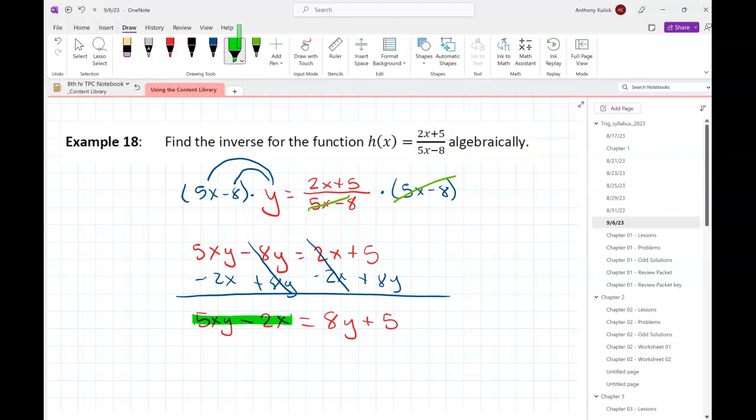If I look at 5xy and 2x, the greatest common factor is x. So I can factor that x out front, leaving me with 5y minus 2. And now instead of having two separate x's, I have just one x. Yes!